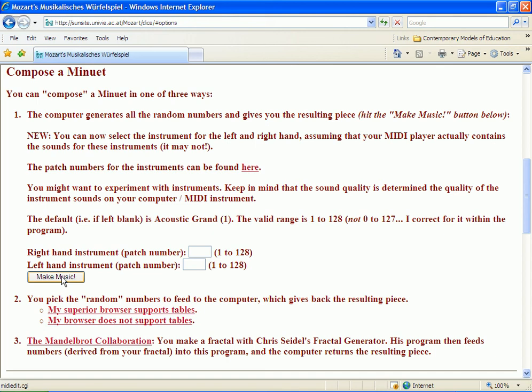So let's hear now a minuet trio written by Mozart.